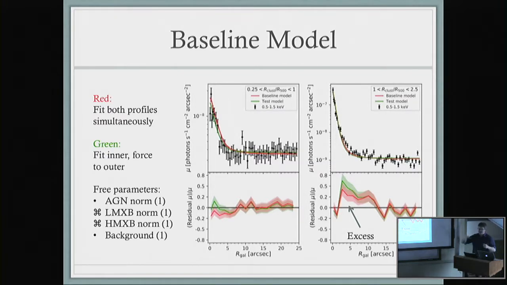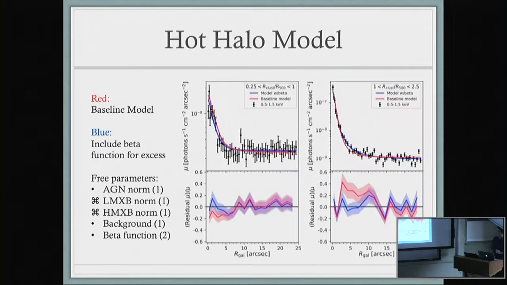So there's no evidence that we need another component for galaxies inside of the virial radius. Outside of the virial radius, there's this spatially extended residual that looks like we require an additional component to our fit beyond just X-ray binaries, AGN, and cluster emission. And so we fit that.